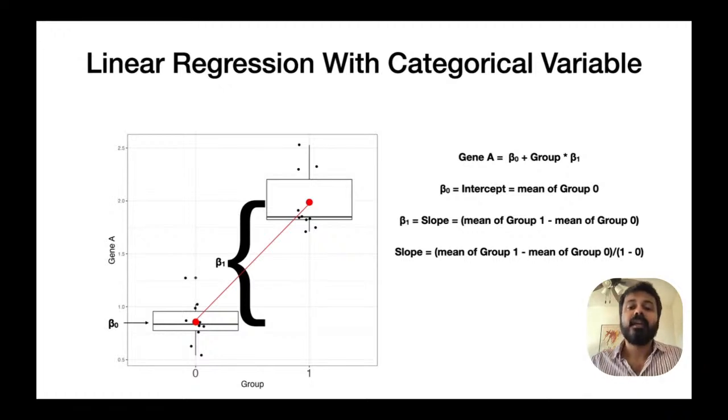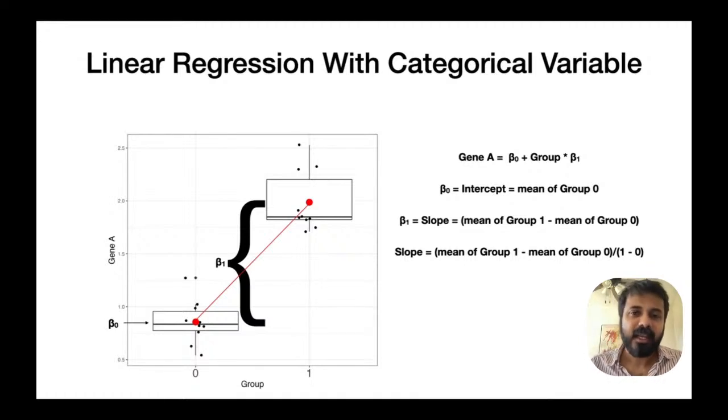But if you look at the formula for computing the slope, it's in this case y2 minus y1, which is the mean of group 1 minus the mean of group 0, divided by x2 minus x1. But x2 here is 1 and x1 is 0. So 1 minus 0 is 1. So even though it's a vertical distance, this is still the slope because the denominator turns out to be 1.